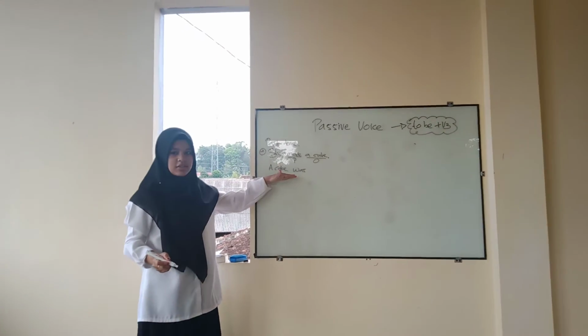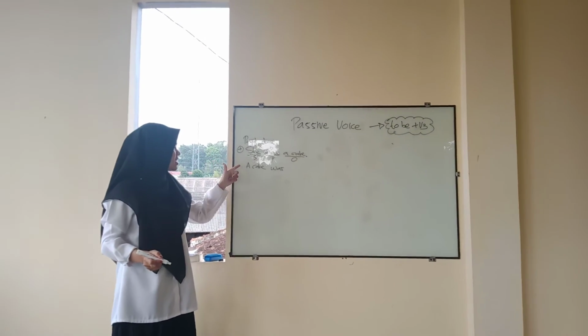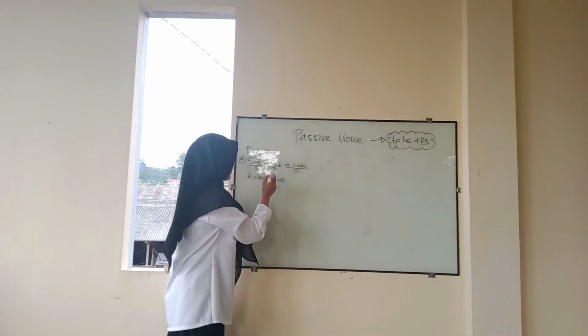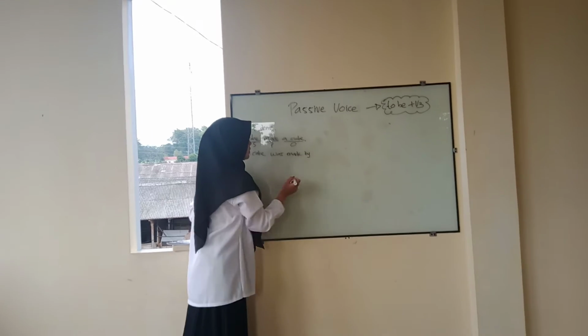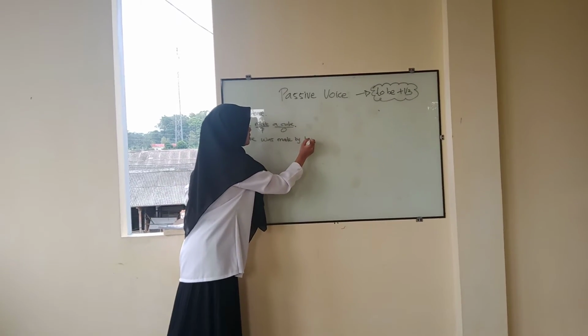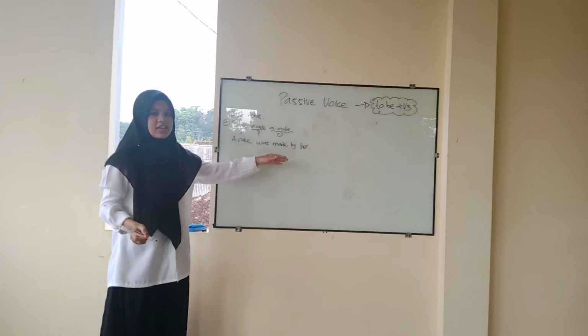Why do we use "was" and not "were"? Because it is singular. "Was made by her." Why can it be "her"?